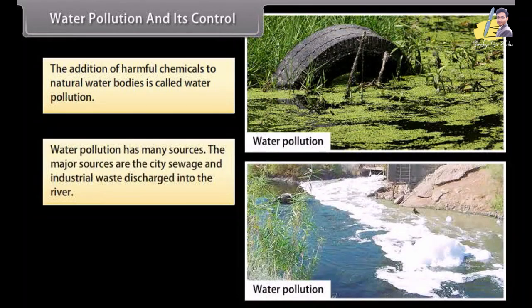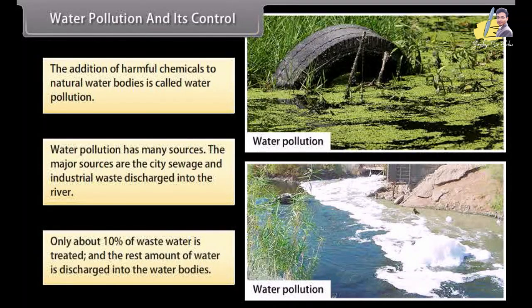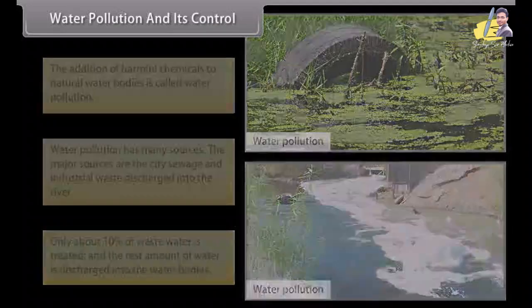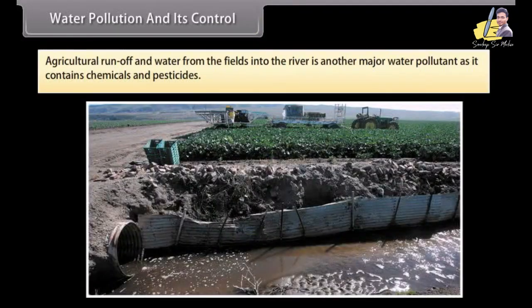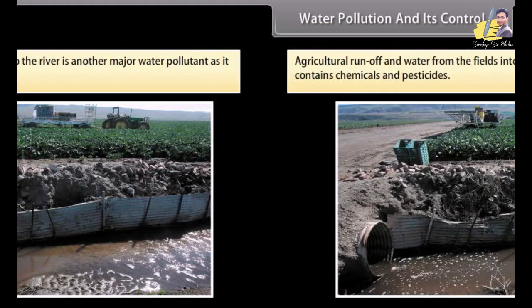Water pollution has many sources. The major sources are the city sewage and industrial waste discharged into the river. Only about 10% of wastewater is treated and the rest amount of water is discharged into the water bodies. Agricultural runoff and water from the fields into the river is another major water pollutant as it contains chemicals and pesticides.